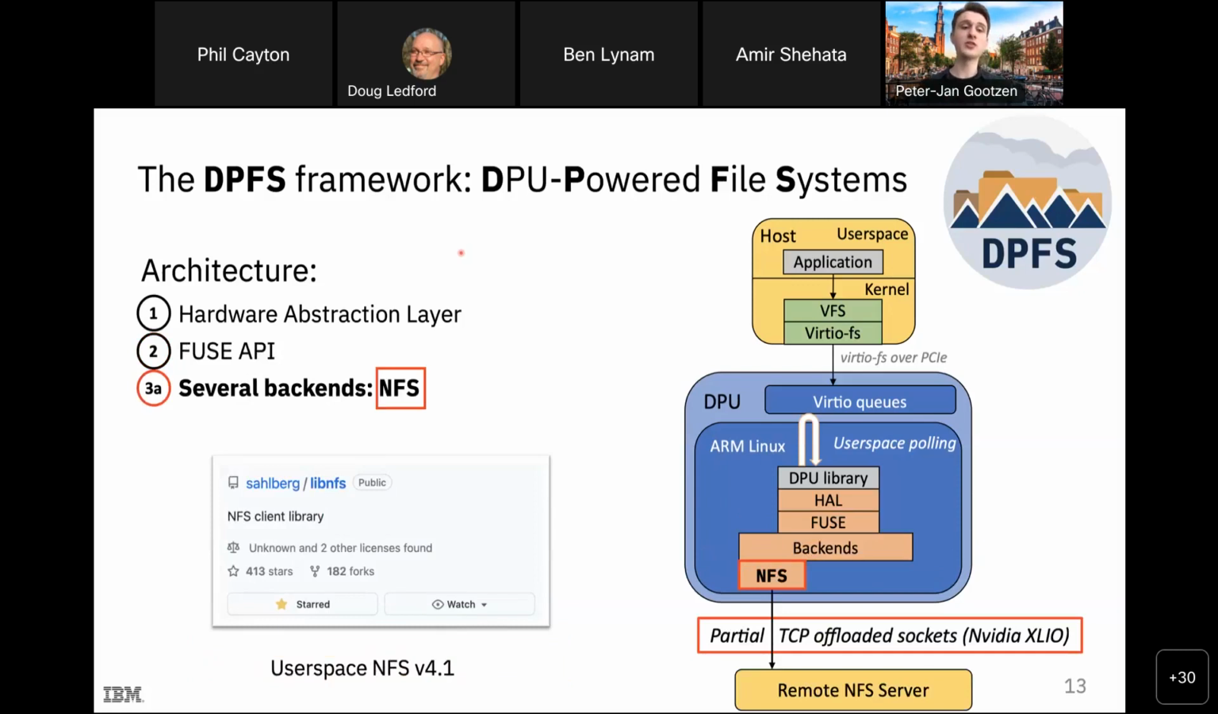Now that we have an actual file system API to use, we can start implementing some backends. And the first backend that we implemented was an NFS backend. What this does is it uses the fuse and the hardware abstraction layer to do user space polling on the Virtio-fs device, and then translates these file system operations to user space NFS operations, and then sends them to a remote NFS backend using partial TCP offloading, which is a hardware specialization that's being offered with the NVIDIA Bluefields through the NVIDIA XLIO library.